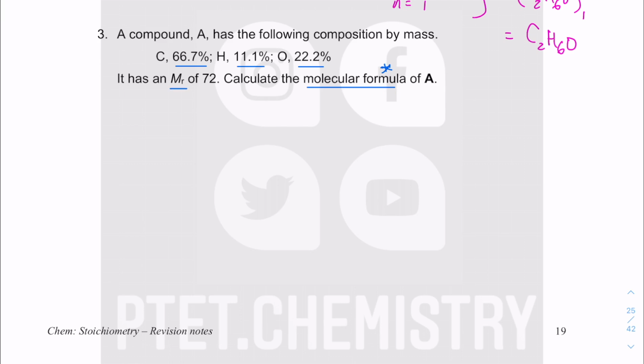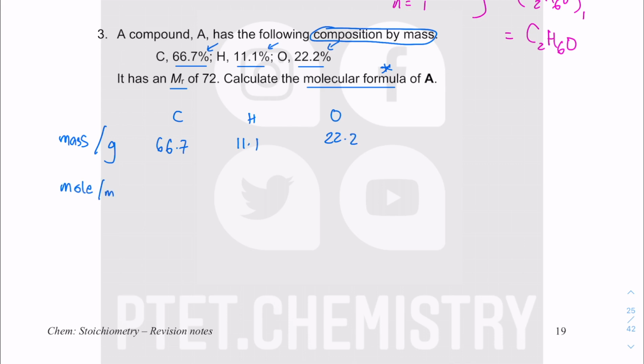Okay, so our first step really is to work out the empirical formula, which is the simplest whole number ratio of atoms. These are percentage composition by mass. Percentage composition by mass means that out of 100%, this is how much mass is how many percent of it. So the mass per 100 grams, meaning out of 100 grams, I have 66.7 grams of carbon, 11.1 grams of hydrogen atoms, and 22.2 grams of oxygen atoms.